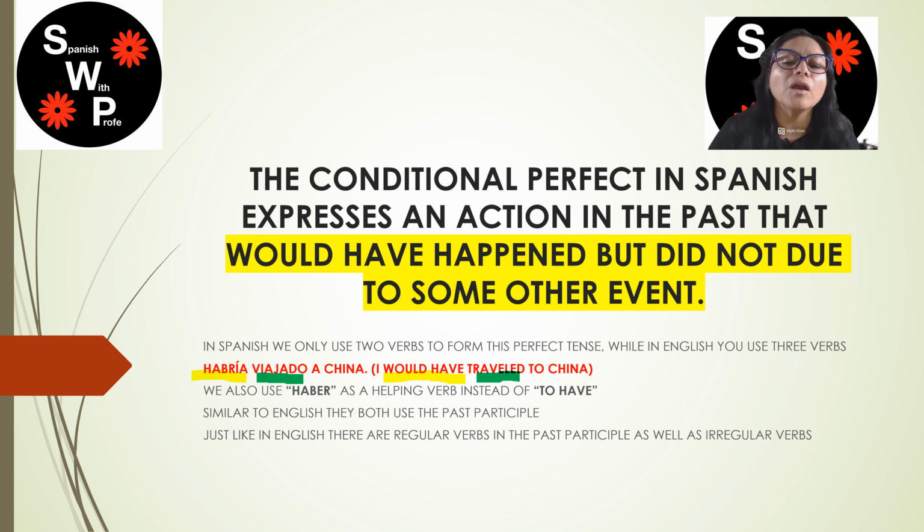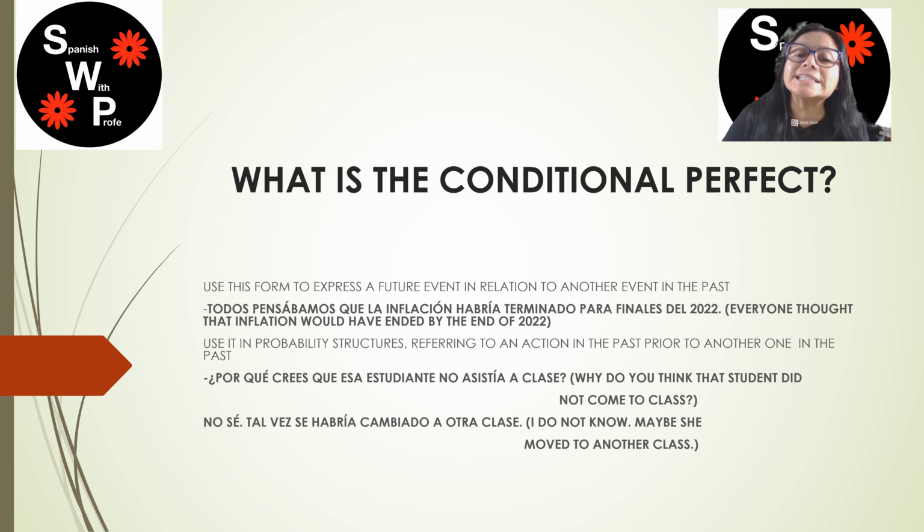Muy bien. We also use haber as a helping verb instead of to have. Okay? Similar to English, they both use the past participle. Just like in English, there are regular verbs in the past participle as well as irregular. So, viajado, travel. That's just a regular verb. Okay? Muy bien. Excelente. What is the conditional perfect? Use this form to express a future event in relation to another event in the past. So remember that the conditional is closer to the past versus the future is closer to the present.